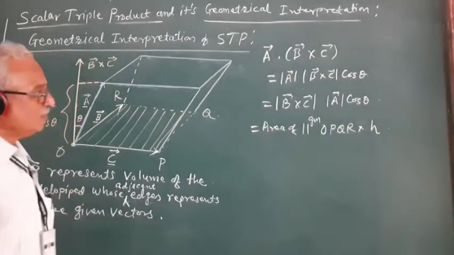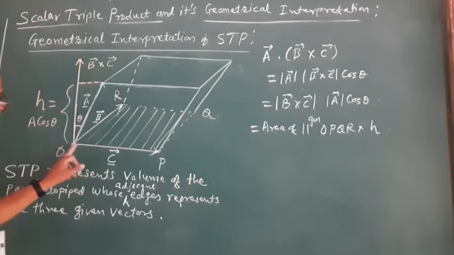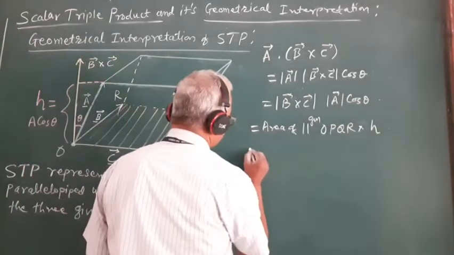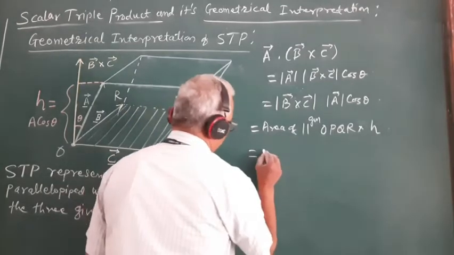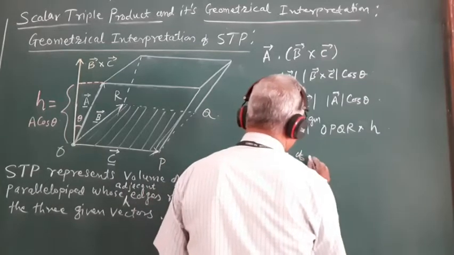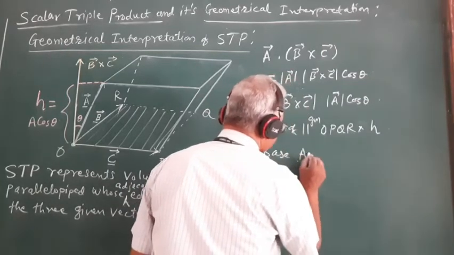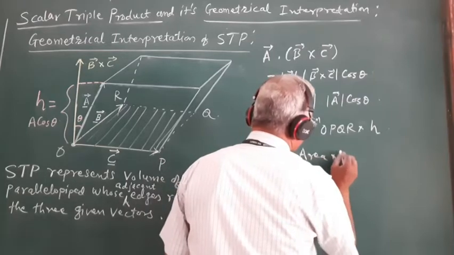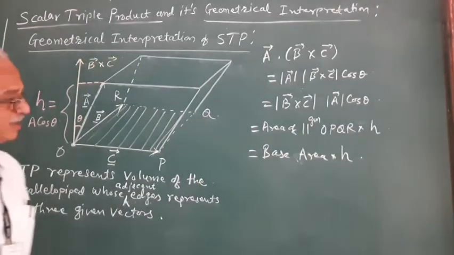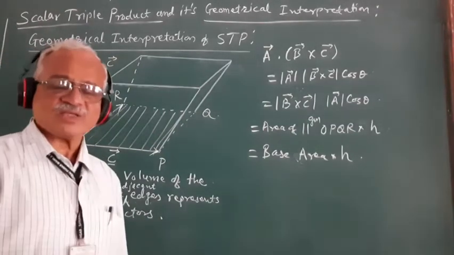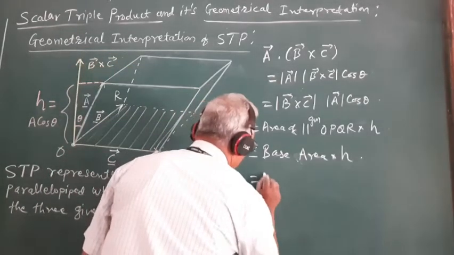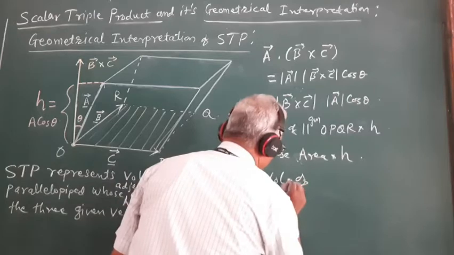And what is this parallelogram OPQR? The area of the parallelogram OPQR forms the base of the parallelepiped, and there is base area of the parallelepiped multiplied by height h of the parallelepiped, and the product of the base of the parallelogram multiplied by its height gives the volume of the parallelepiped.